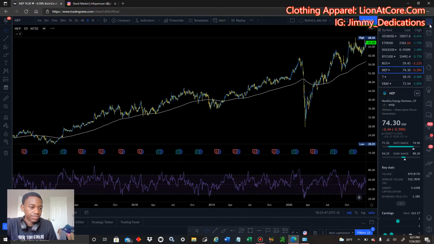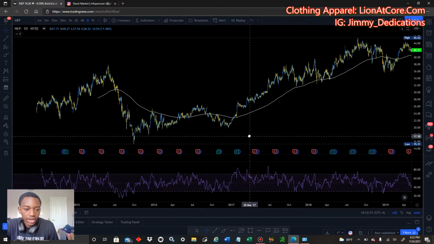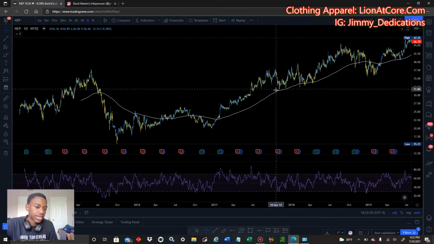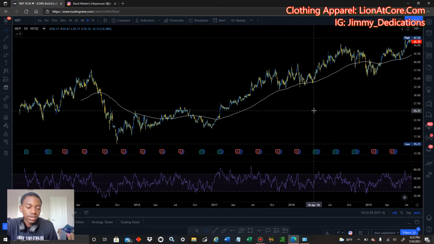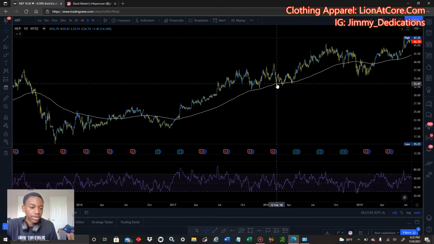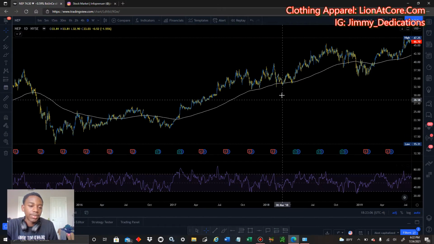Let's go to NEP. Let's look at NEP 5 years ago. It got to the 200 EMA. That's a good time. It pulled back from 37 to 31. That's a good little pullback. And right here, another pullback. You don't want to buy at the high. It's overbought right here. You want to buy when it pulled back.